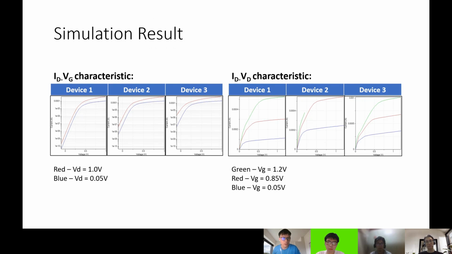Next, my teammate Chok Sheng will continue the presentation on the simulation results. These are the simulation results we obtained by using NanoHub. These ID-VG and ID-VD characteristics are obtained by simulating each device by adjusting different parameters based on the specification given.